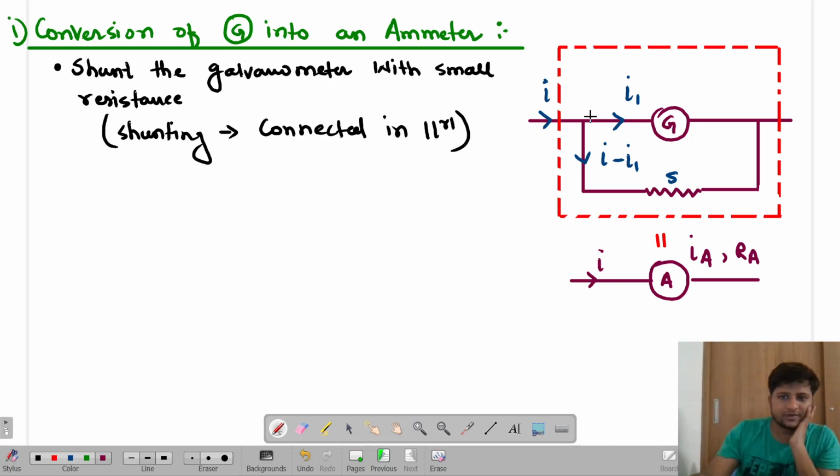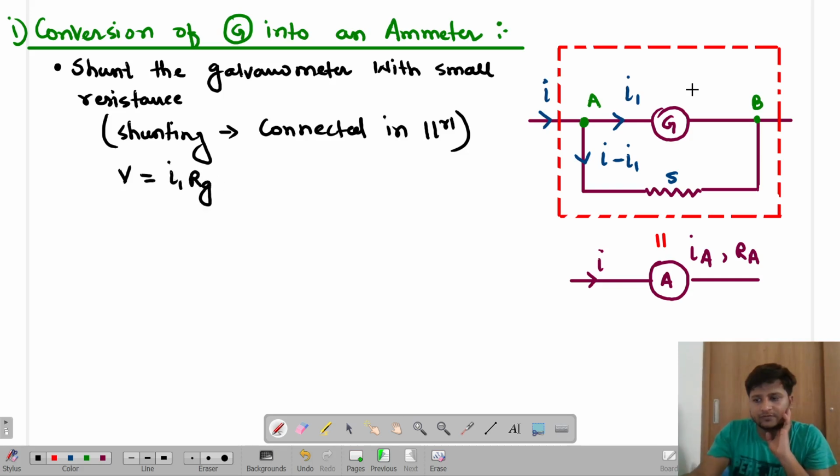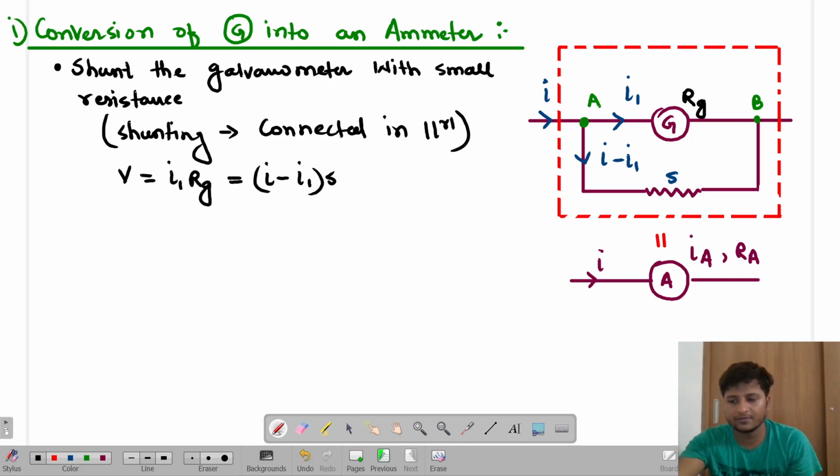So now look over here. Let's suppose I want to find the potential drop across AB. This is point A and this is point B. So this is my voltage across the galvanometer. The voltage across the galvanometer will be V is equal to I1 into the resistance of the galvanometer, if the resistance of the galvanometer is given as RG. Now this same voltage will also be the voltage across the shunt. So this is equal to (I minus I1) times S.